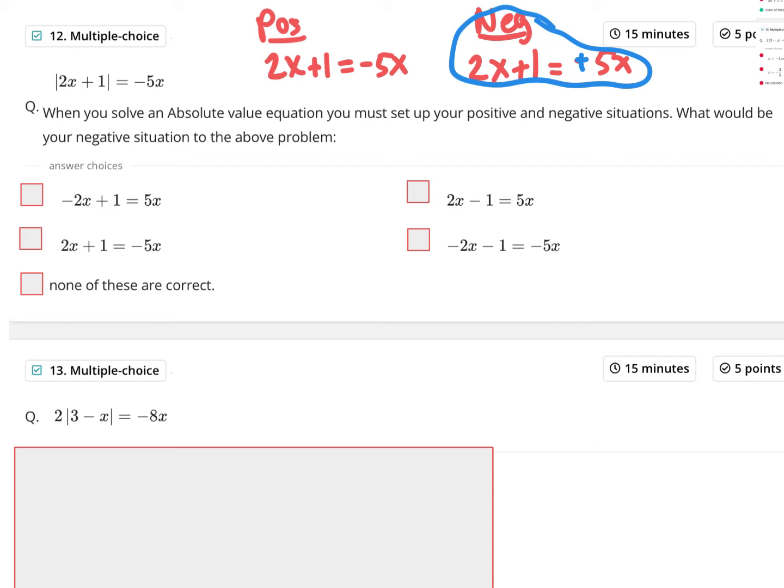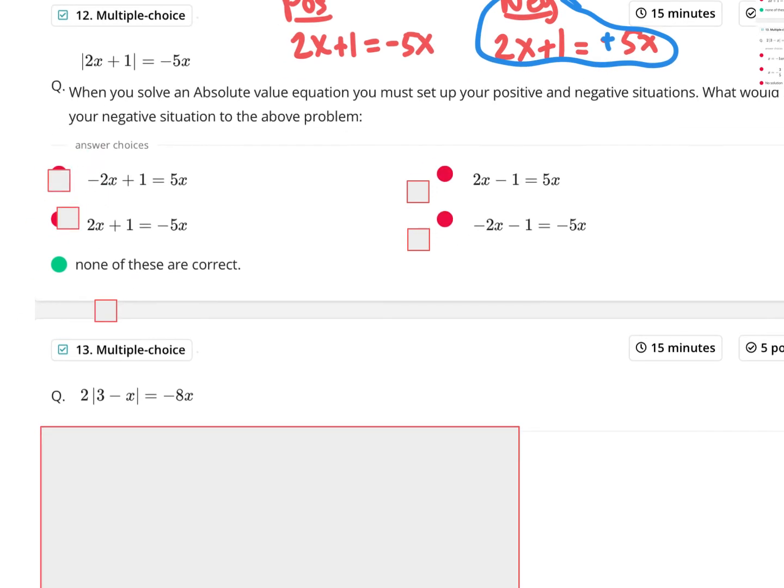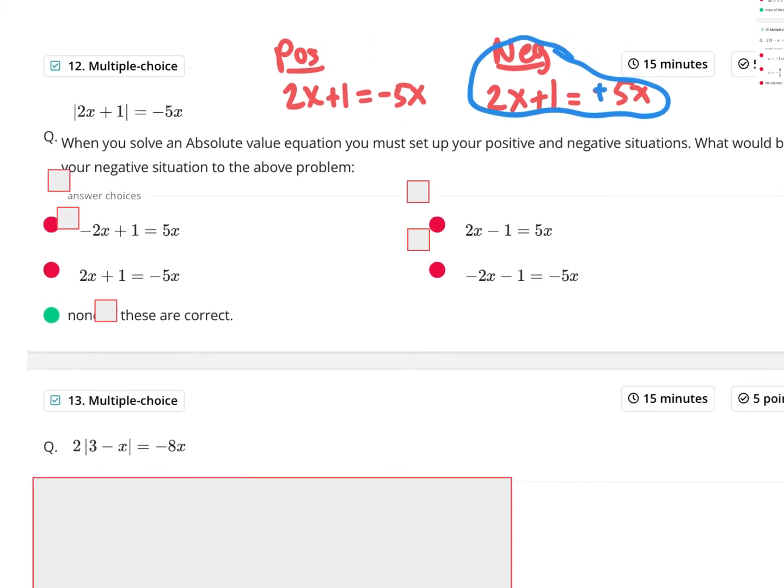And which one of these has that 2x plus 1 equals positive 5x? 2x plus 1 equals negative 5x. Negative 2x plus, okay, well, none of these. So that means that none of these is the correct option. Let's check that. Absolutely right. None of these is correct. If you check the other ones, they're all wrong. So yeah, none of these is the correct answer for this problem.